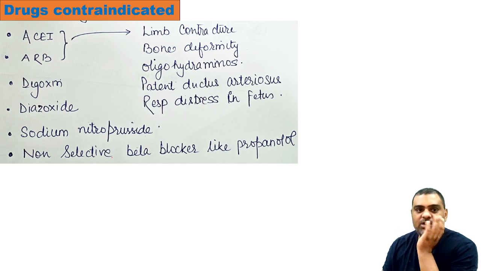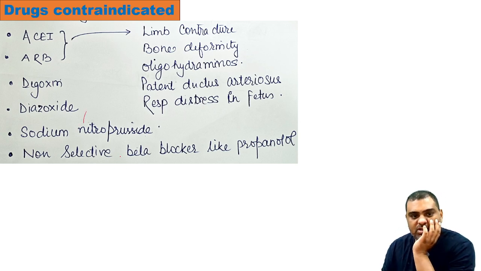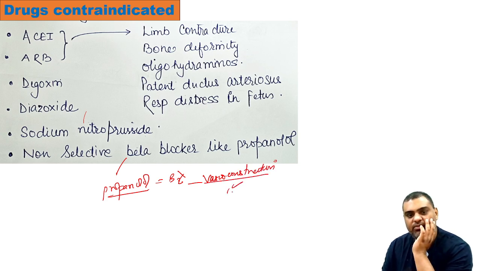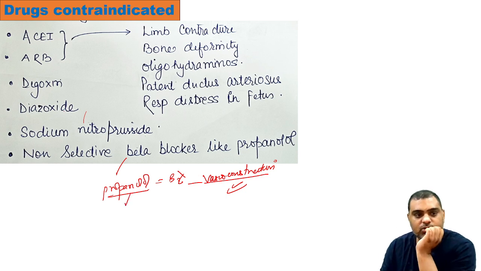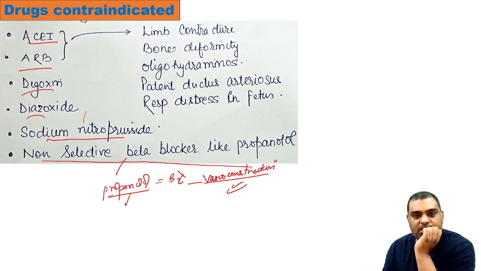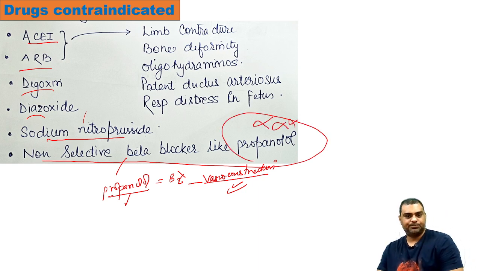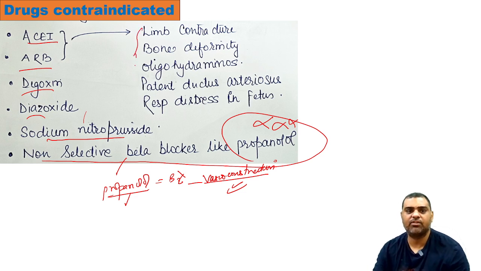Now these are the drugs that you cannot use. Please remember, non-selective beta blockers like propranolol should not be used, because they can also block the beta 2 receptor, and that can cause vasoconstriction. And these ladies already have respiratory compromise, so we cannot afford it. So ACE inhibitors, ARB, diazoxide, sodium nitroprusside, and non-selective beta blockers like propranolol cannot be used. And these are the complications which I have already explained to you.